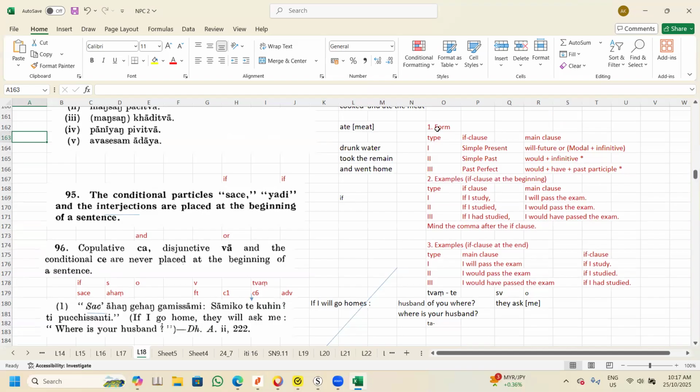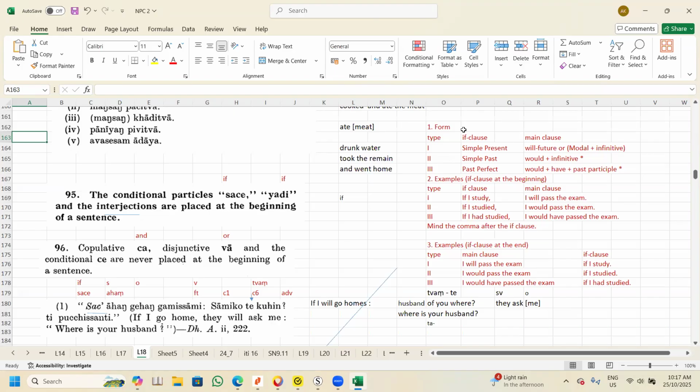So the English rule, when you say one form, that means technically the syntax. We will classify under three categories. You see, if clause, that means if you're going to use the word sache or yadi when you want to translate into Pali, there's an if clause. So you can use the if clause and the main clause. So that means, for instance, there is simple past, simple present, and perfect present.